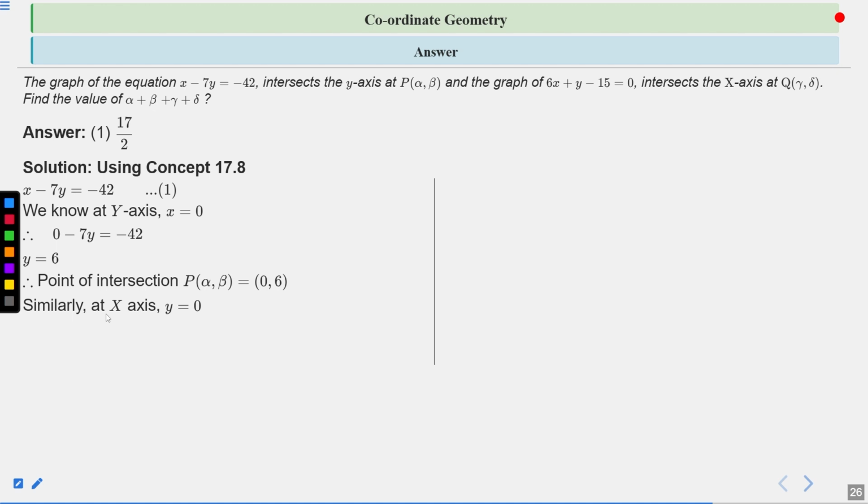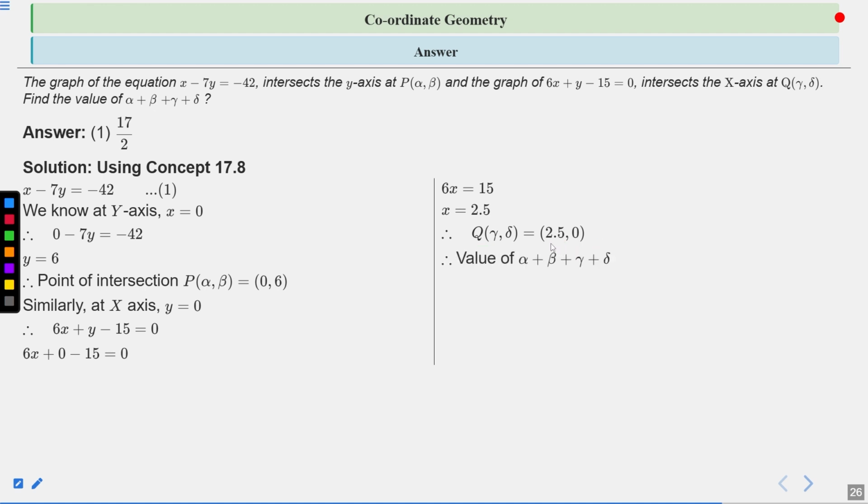In the same way, on the x-axis y will be 0. So we get 6x plus y minus 15 equals 0. Putting y equals 0, we get 6x plus 0 minus 15 equals 0, or we can say that 6x becomes 15. So x will become 2.5. Now we get the coordinates of Q, gamma and delta, which are 2.5 and 0.